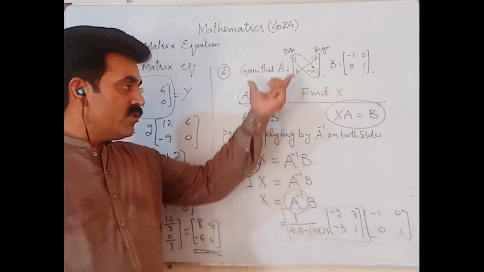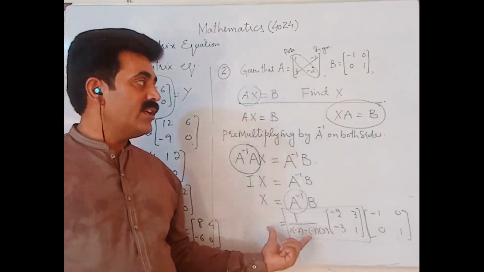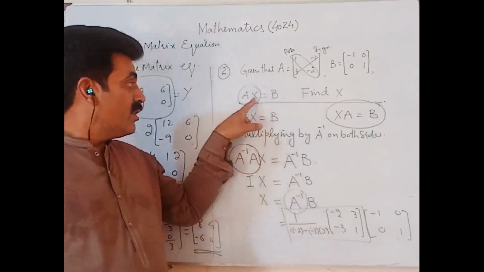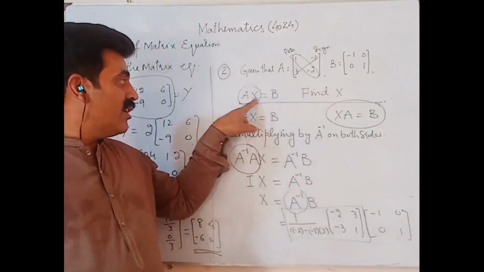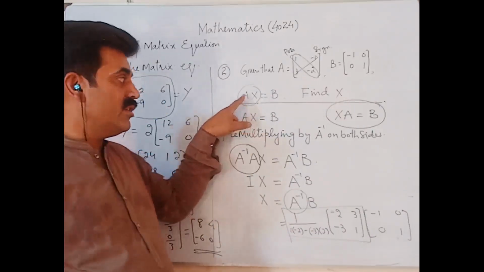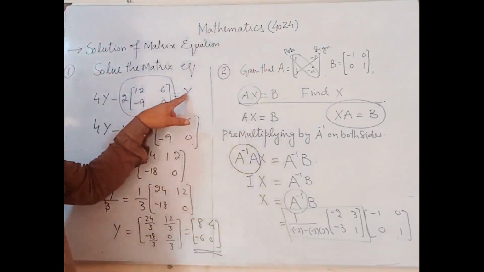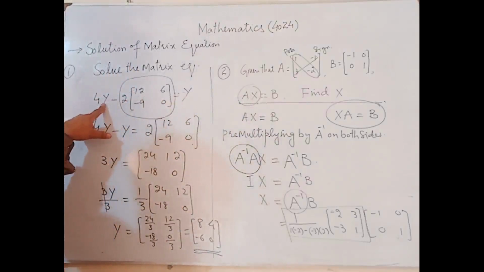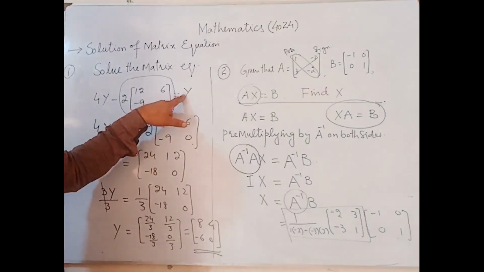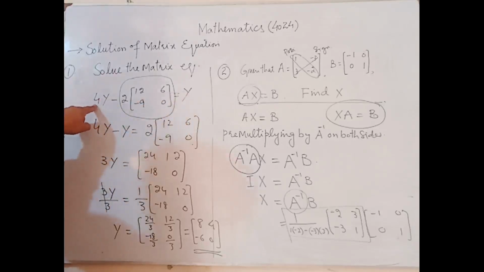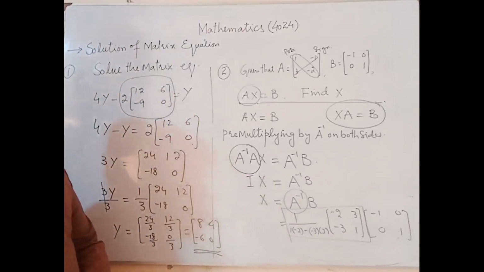So this is the procedure for solving a matrix equation in which the unknown is multiplied with a matrix. But in the first equation, the unknown was not multiplied with any matrix, it was multiplied with a number only. Its coefficient was 4. So this is the difference in matrix equations. Always keep it in mind.